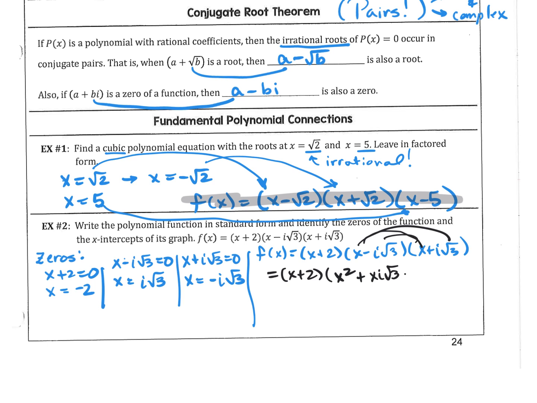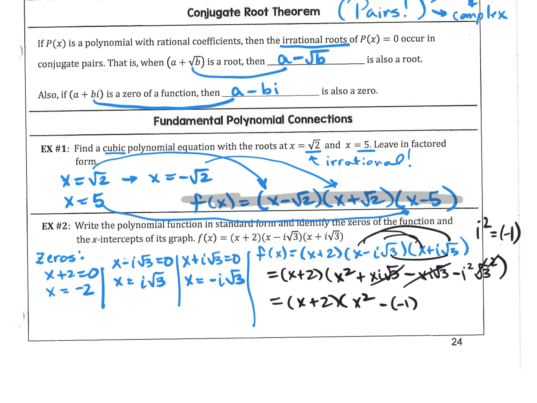We got this guy, which is minus x i root 3. And then finally we have this guy, which is minus i squared root 3 squared. Well, these two go away. So we're left with x plus 2 and x squared. Everybody remember that i squared is equal to negative 1. So this becomes minus negative 1, and root 3 squared, those go away, times 3. So this ends up being x plus 2 times x squared plus 3.